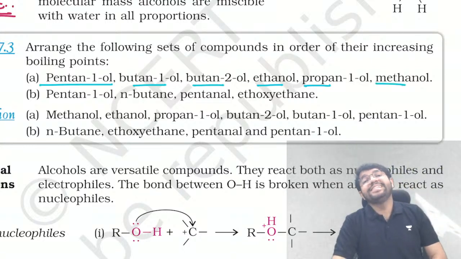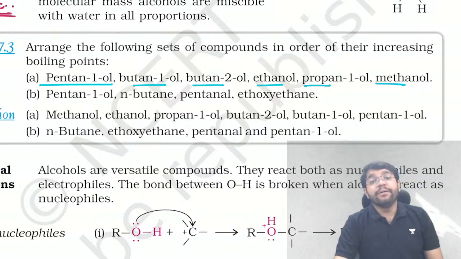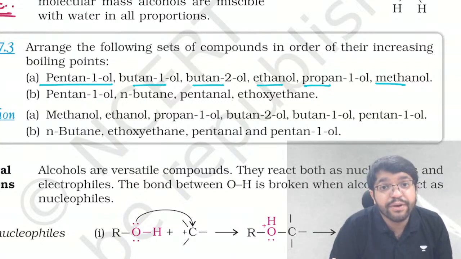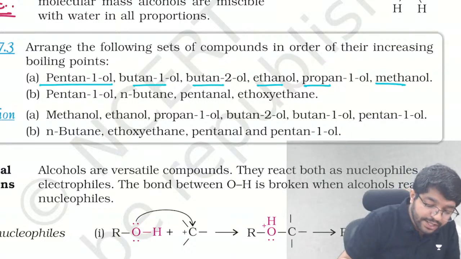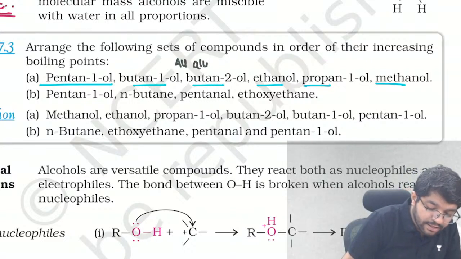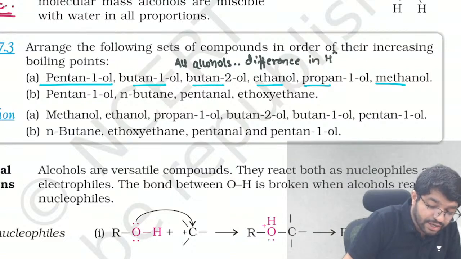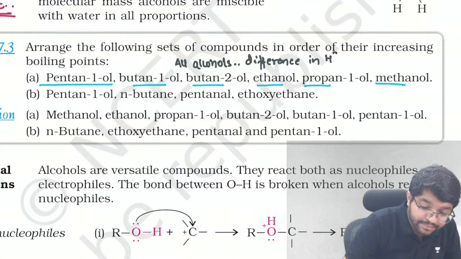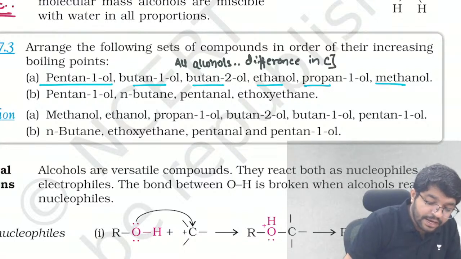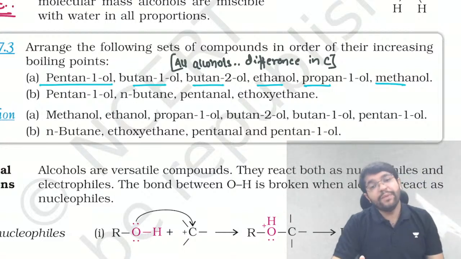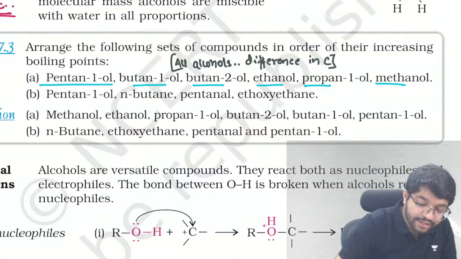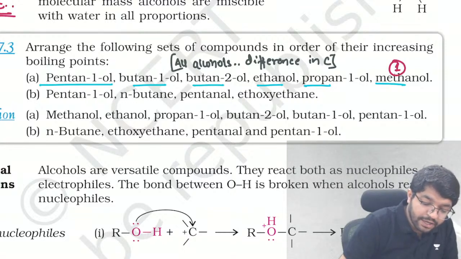The number of carbons are different. All are alcohols, the number of carbons are different. Difference in C, not H, C. Now you see here, meth has only one carbon, so this is going to be the first in order. Methanol, then ethanol, then propanol.